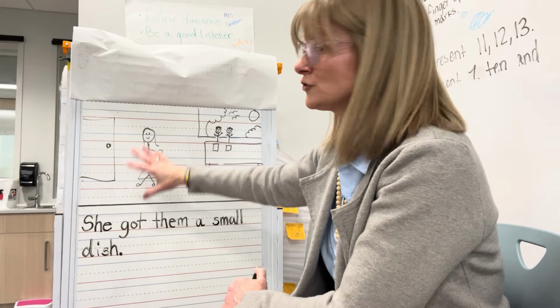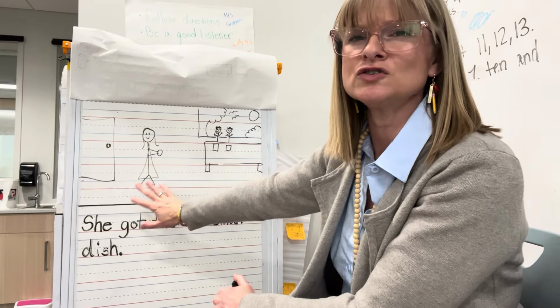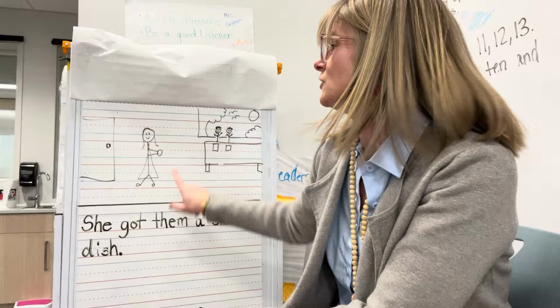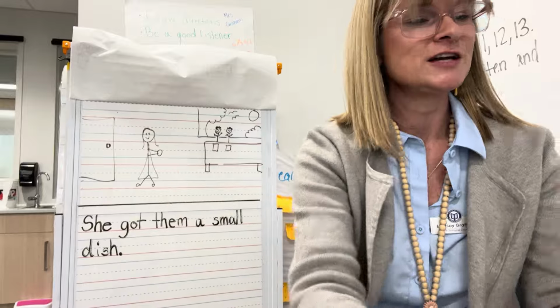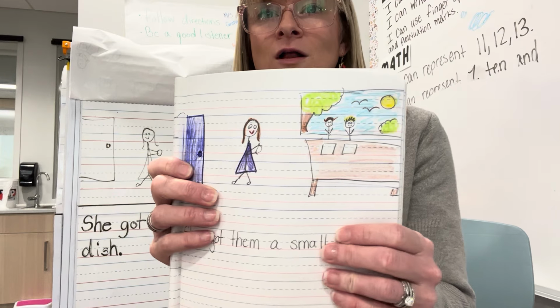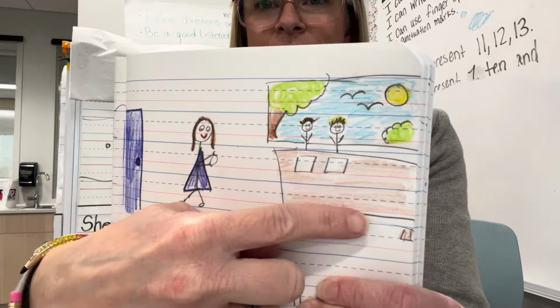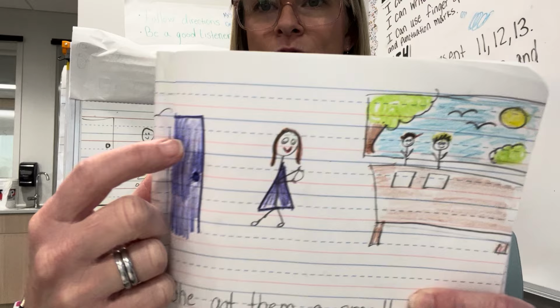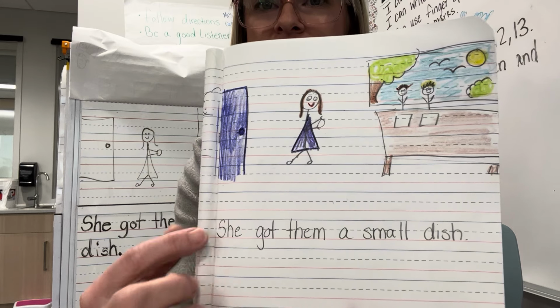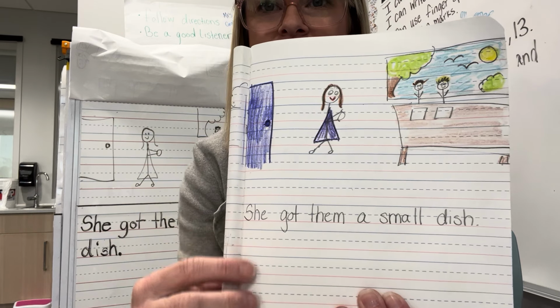So after this is all done and checked and you've made sure you've done your very best work, you can go back and color it, friends. So here is my example. See how I colored? I added my picture here, colored the table, the door, checked that my sentence is right.